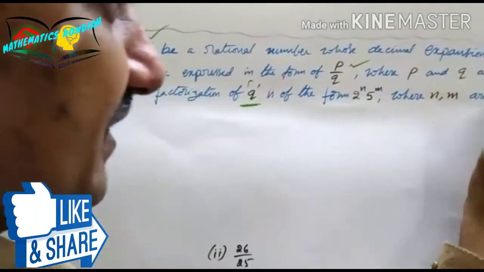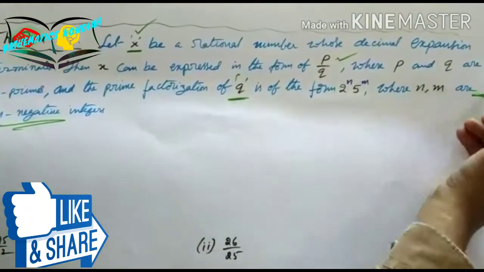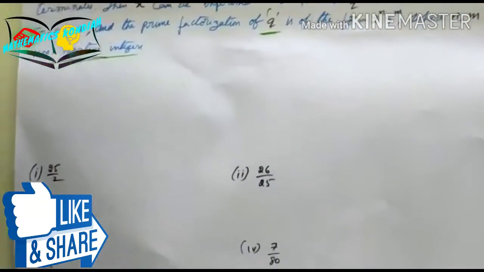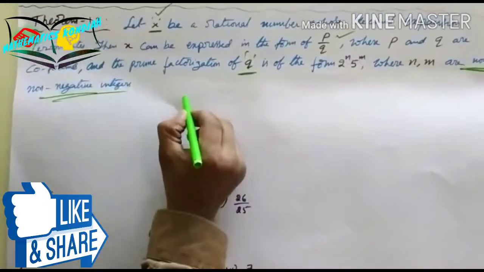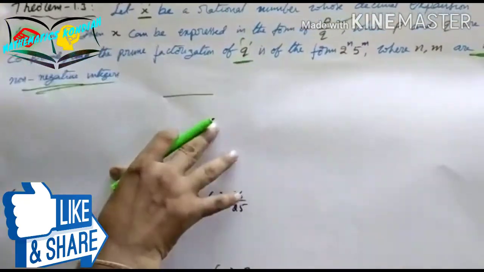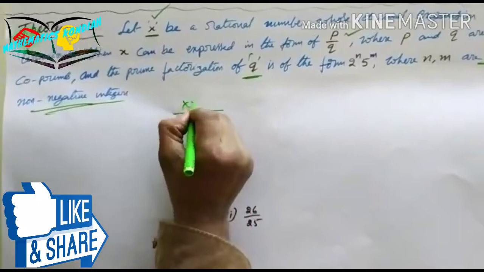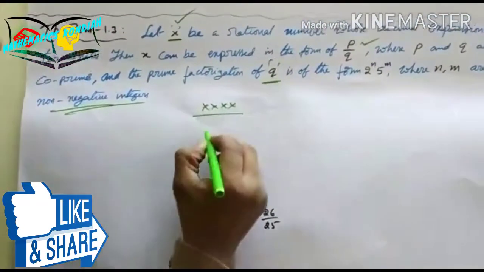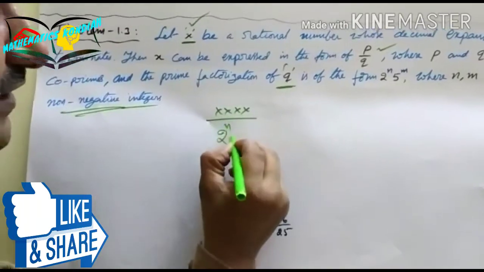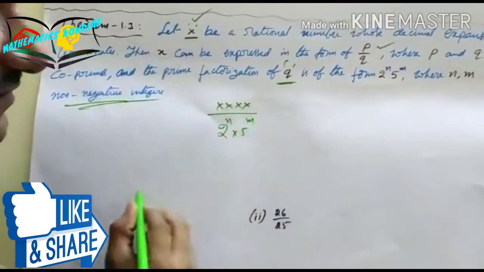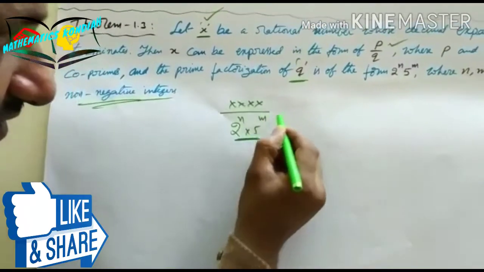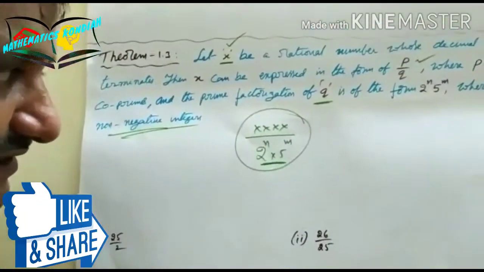What is the meaning of non-negative? Non-negative integers means positive integers. See, the numerator portion is not important; the denominator portion is very, very important. The denominator portion is 2 power n into 5 power m. If the denominator is of this form, the total fraction is terminating, otherwise non-terminating.